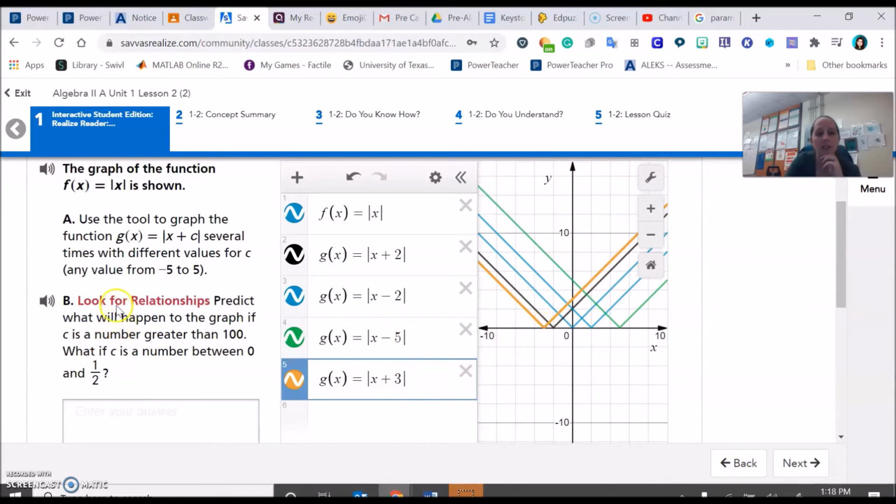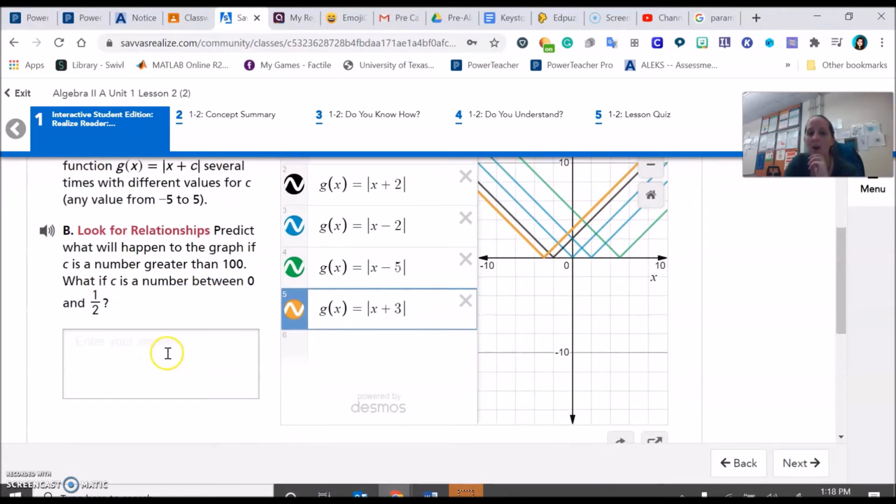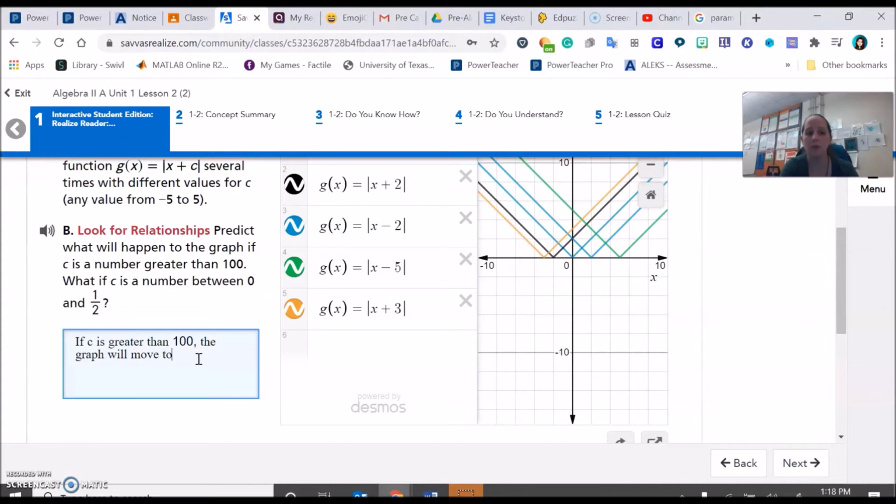Okay, so looking for relationships. Predict what will happen to the graph if c is a number greater than 100. What if c is a number between 0 and 1/2? All right, so if c is greater than 100, what's going to happen? If c is greater than 100, the graph will move toward the negative numbers. So they're just shifting from left to right.